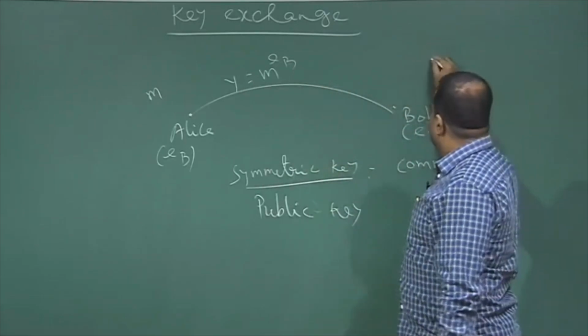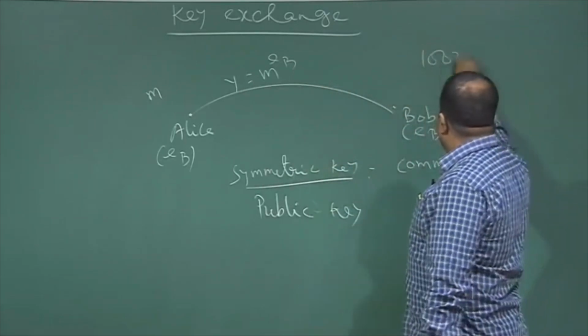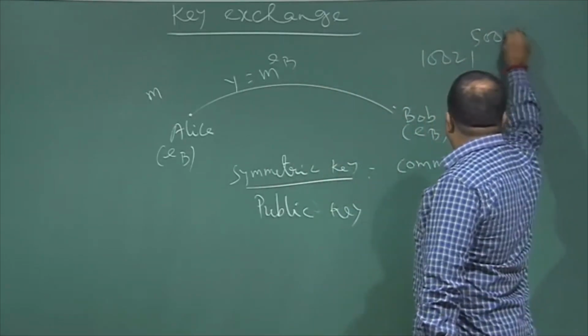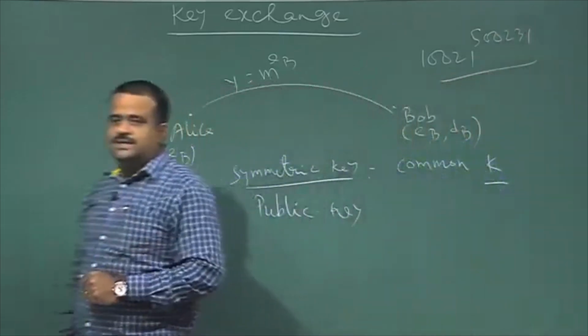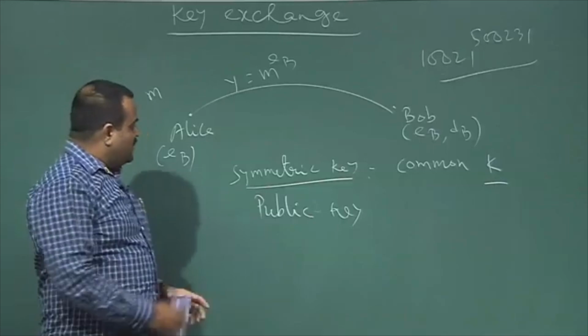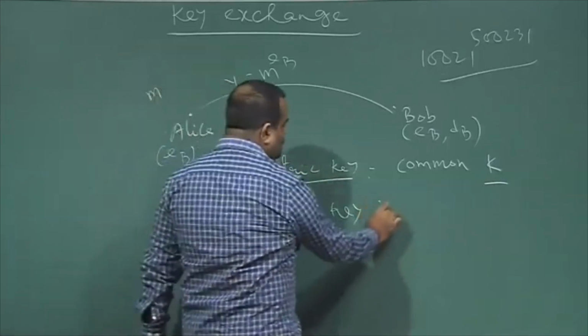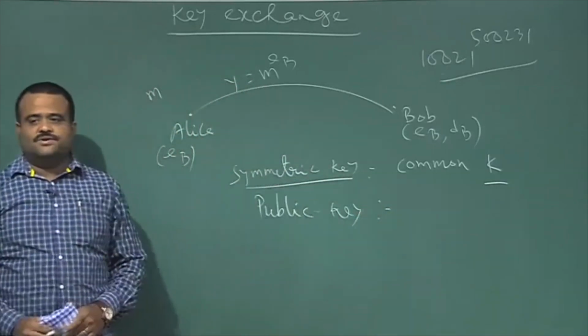those are very expensive operations like exponentiation. Suppose you want to find out, say, 100 to the power 50231. These operations are very expensive. So usually public key is computationally much more expensive than symmetric key.